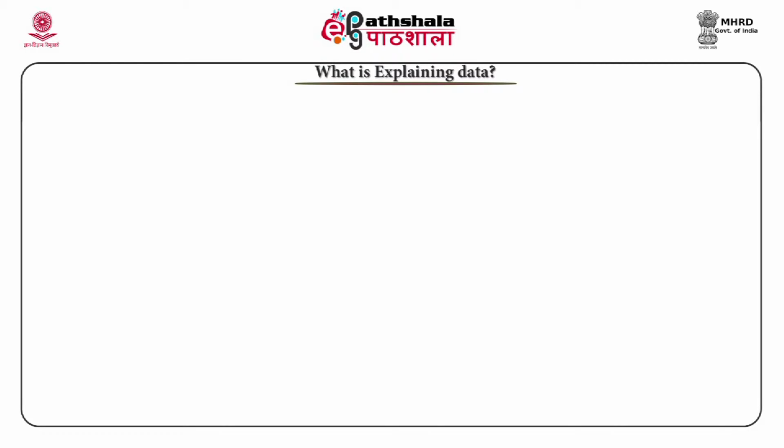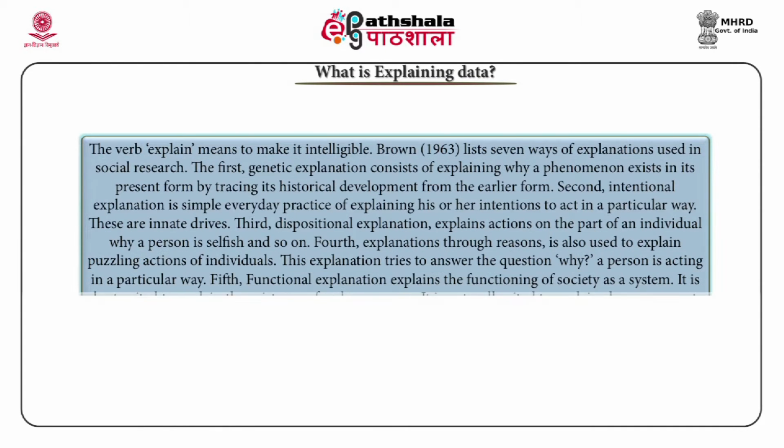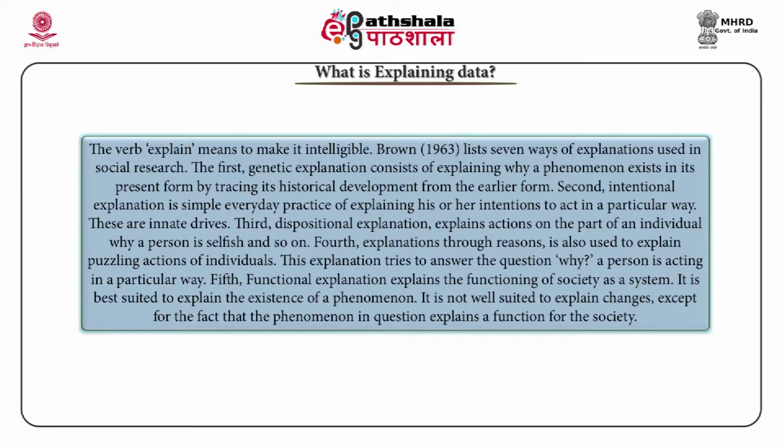What is explaining quantitative data? The first, genetic explanation, consists of explaining why a phenomenon exists in its present form by tracing its historical development from the earlier form. Second, intentional explanation is simple everyday practice of explaining his or her intentions to act in a particular way. These are innate drives. Third, dispositional explanation concerns actions on the part of an individual, why a person is selfish and so on.